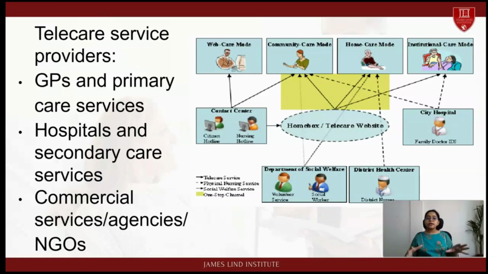And here, as you can see, is the network of the system and how it is connected. We have the center, we have different models, and we have the hospital. Then we can also have a department from social welfare. Then we have a nurse also that may get connected in this network.